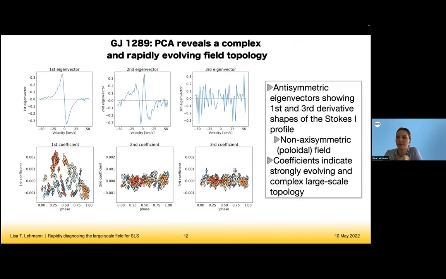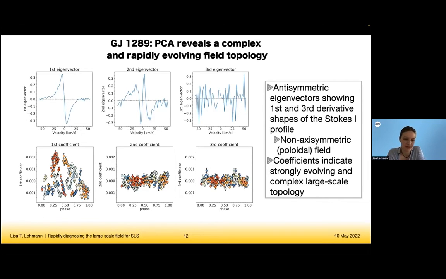The first eigenvector shows a shape you're already familiar with, this antisymmetric shape, which is similar to the first derivative of the Stokes I profile. But the second eigenvector shows a shape similar to the third derivative of the Stokes I profile. Both are antisymmetric, so we would assume that the field is really poloidal.